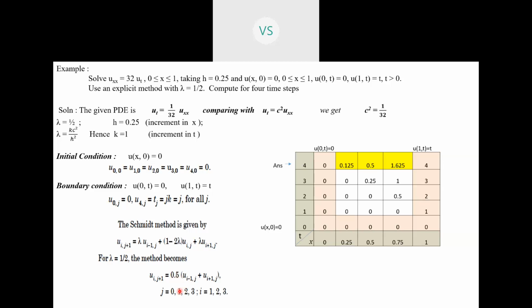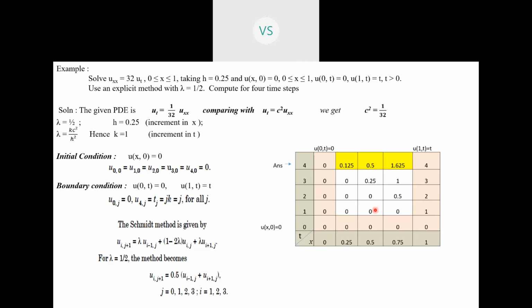So j is having j, we are taking uij. Okay, so j is having values 0, 1, 2, 3, and i is having values 1, 2 and 3. Now here, first I will tell you from the figure how to determine the values. For this it is the left term, middle term and right term. So you are getting the answer as 0 for this term also.